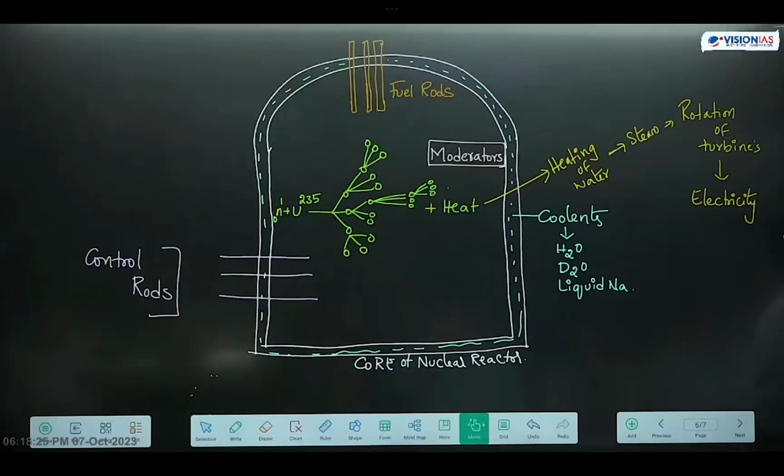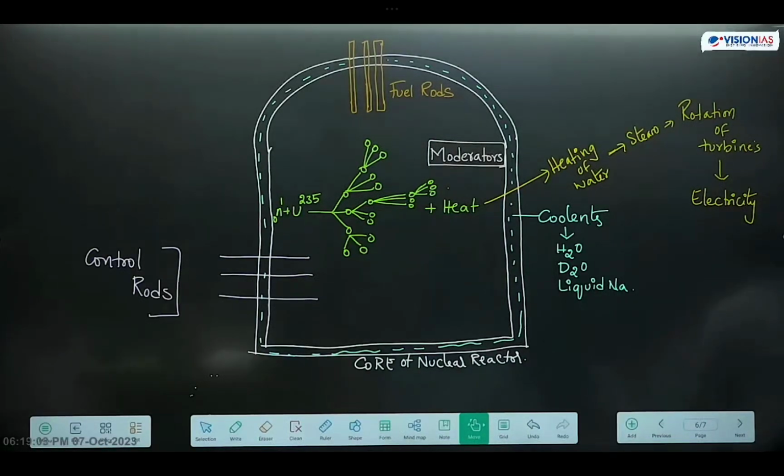Then what is the use of control rods? Control rods completely absorb the neutrons. So if you want to stop the nuclear reactor, then you have to insert control rods. When they absorb the neutrons, does the chain reaction happen? No. Generally used control rods are cadmium and boron rods. Hence, nuclear fission reaction is known as a controlled chain reaction.